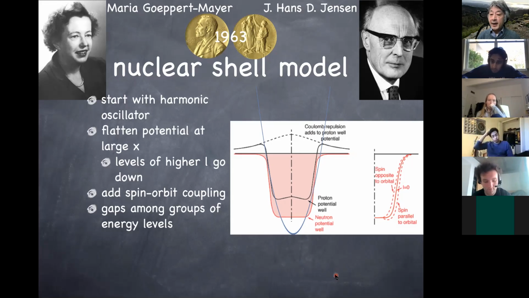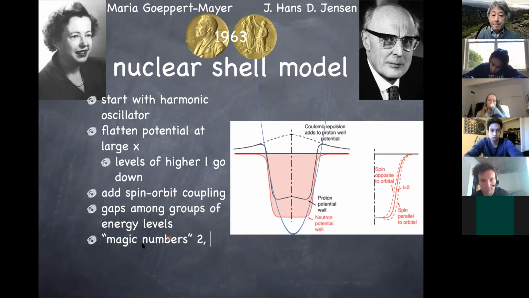And then, just like in the case of atomic physics, if you have a large gap between states that are occupied and states that are not occupied, you find a particularly stable configuration of the protons and neutrons in this potential. So that's the analogous thing to the closed shell atoms, like the noble gases. And then you find a particular stability of those configurations.